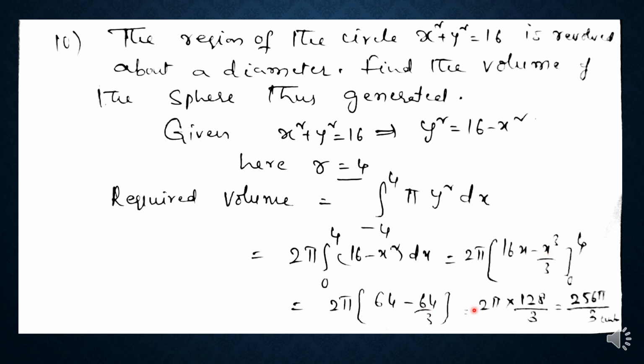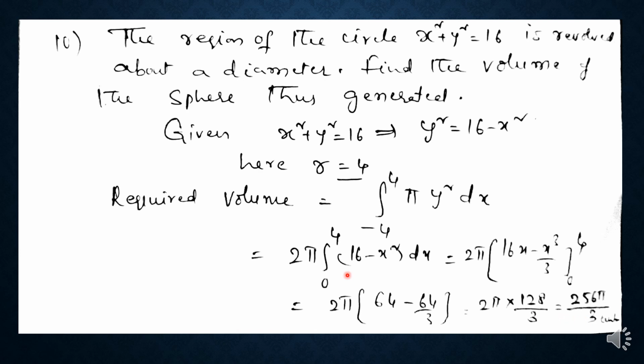Now if we put x is equal to 0, the lower limit, these two terms become 0. 16 into 0 is 0, minus 0 cube means 0. So this is 2 pi into 64 minus 64 by 3. By cross multiplication, what we will get? 128 by 3, that is 2 pi into 128 by 3, that is equal to 256 pi by 3 cubic units.